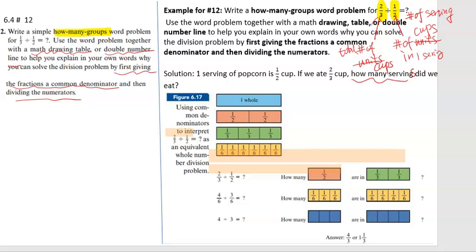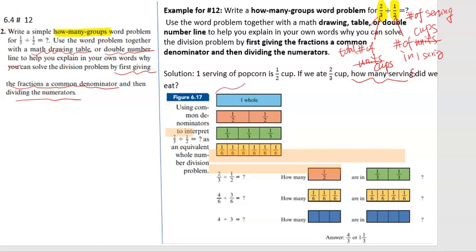So you could do that. One of the ways for division of fractions is to convert them to the same denominator, so they have same size parts. So we start with the whole, which is one whole here. And for the first fraction, 1/2, we're going to divide into two equal parts.